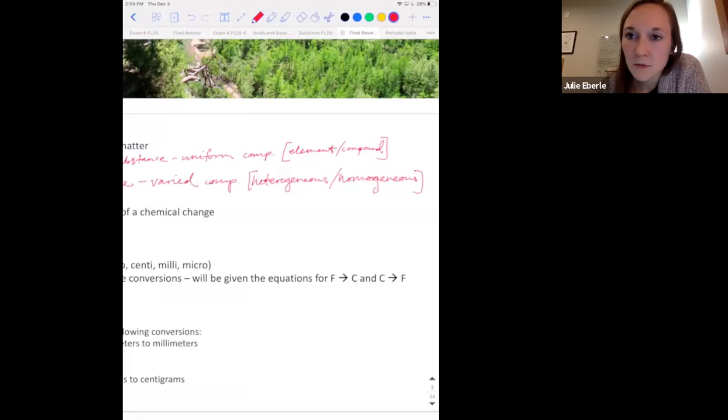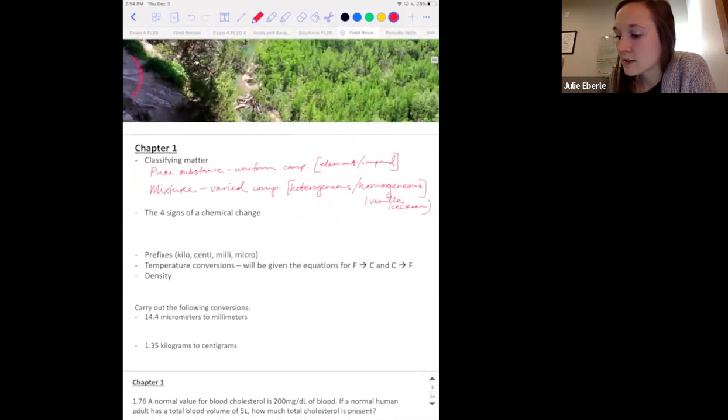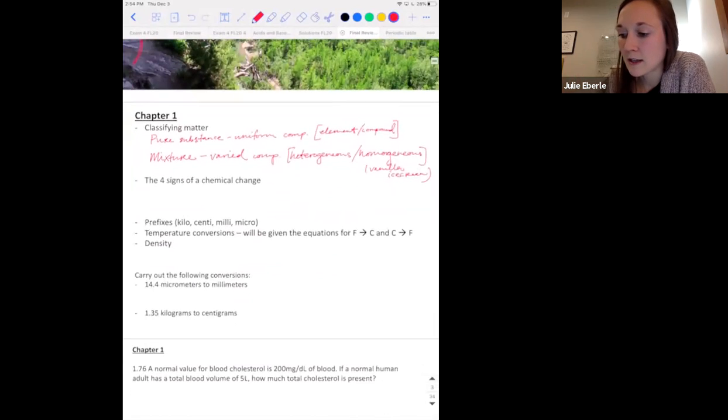All right, homogeneous would be like vanilla ice cream. Heterogeneous would be like spaghetti, something where it's not evenly distributed throughout. Or like vegetable soup, or throw some Oreos in your ice cream. So we talked about how to classify. If I gave you a multiple choice and asked, here's a substance, is it a compound, a homogeneous mixture, or heterogeneous, hopefully you can classify it.